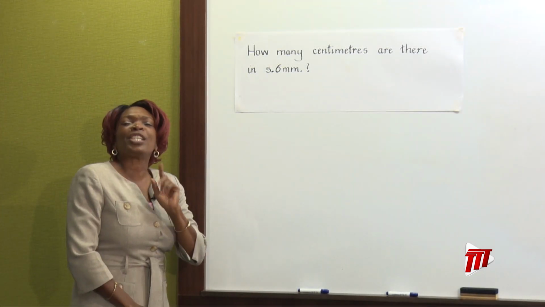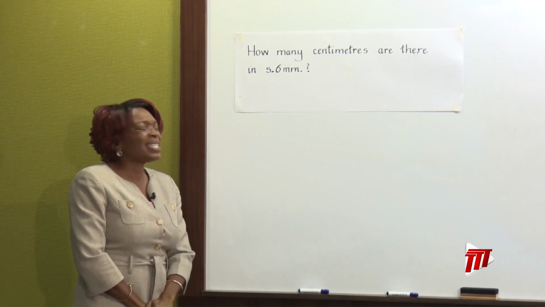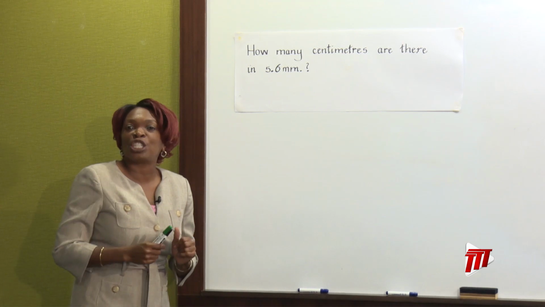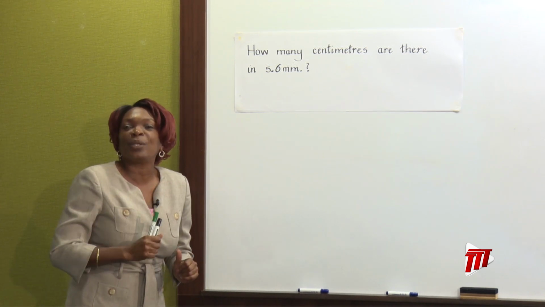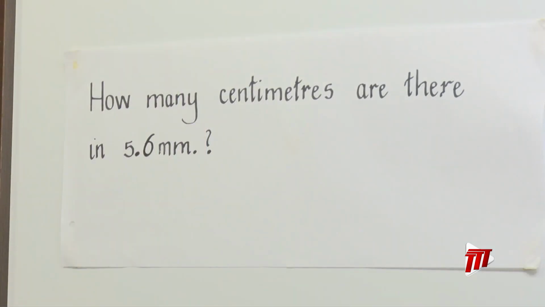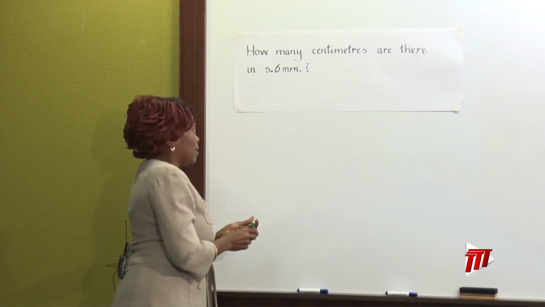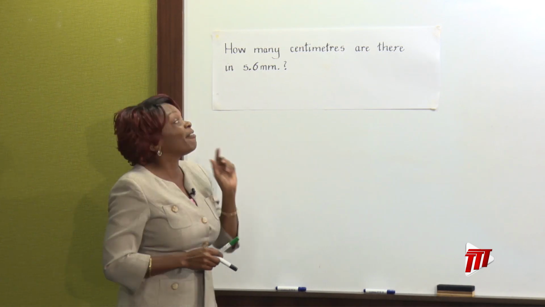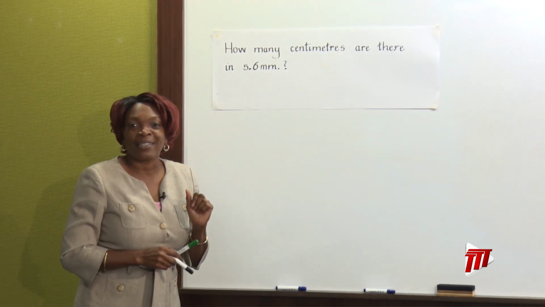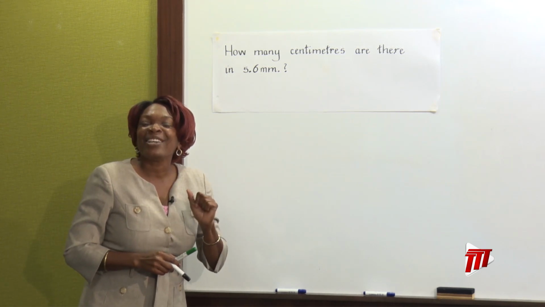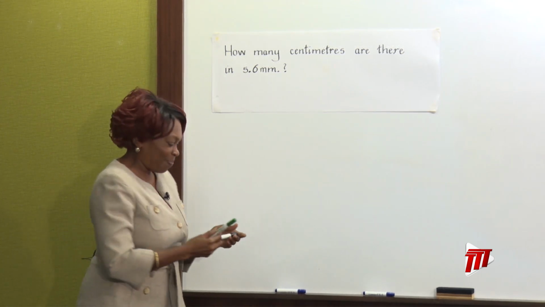Now, the question we want to ask ourselves is this. Are we changing from a smaller unit to a larger unit, or a larger unit to a smaller unit? Let's see. Well, we are given the 5.6 millimeters, and we are to change or convert to centimeters. So we are changing from a smaller unit to a larger unit.